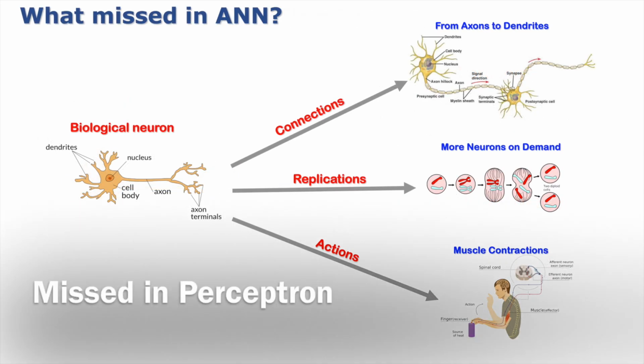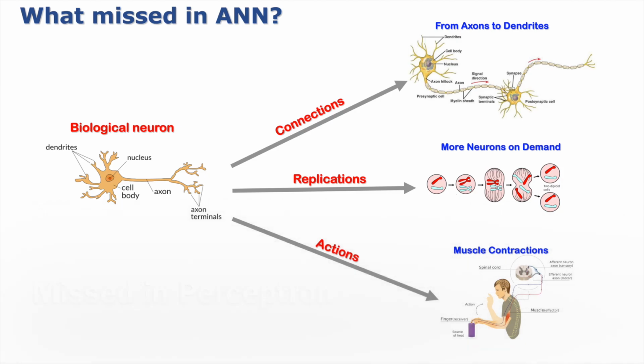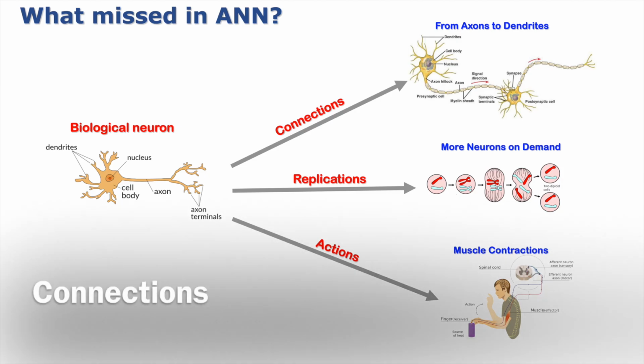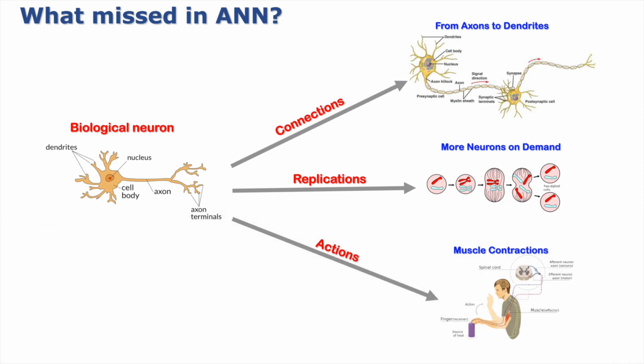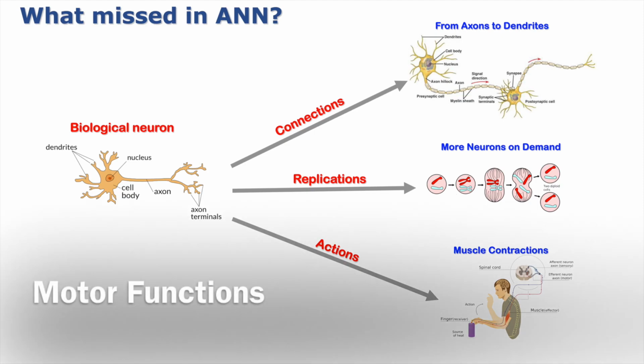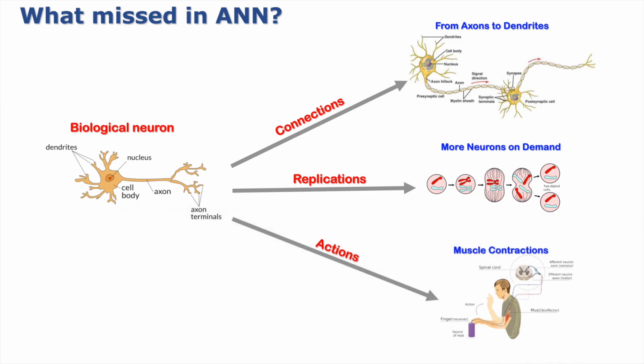But there are a few things missing in most mathematical models of the neuron. Connection mechanism, which supports axon growth. Replication, allowing the creation of more neurons on demand. And actions, which happen in response to input signals.